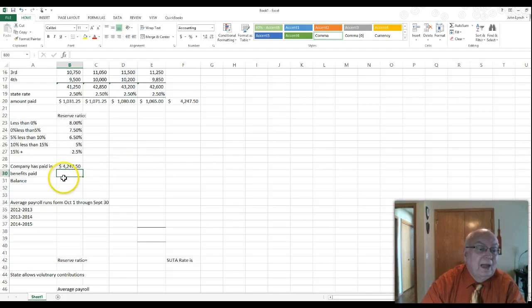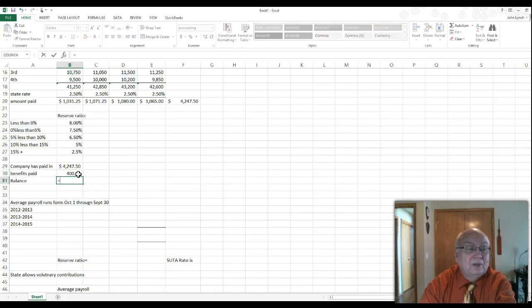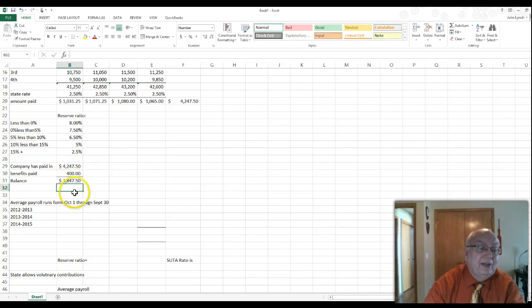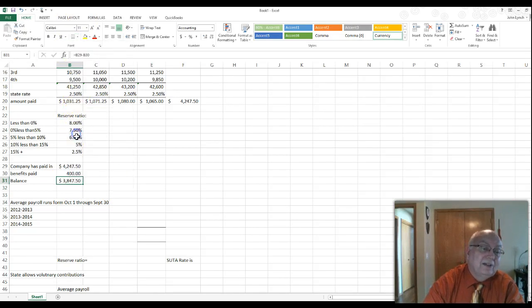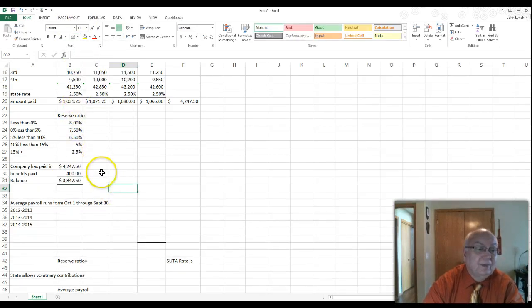Let's assume for the sake of argument they've paid out a total of $400, which means their balance in the account will be $3,847.50. Okay, that's their balance in the account. Now that's not the reserve ratio yet. This is the percentages up here.